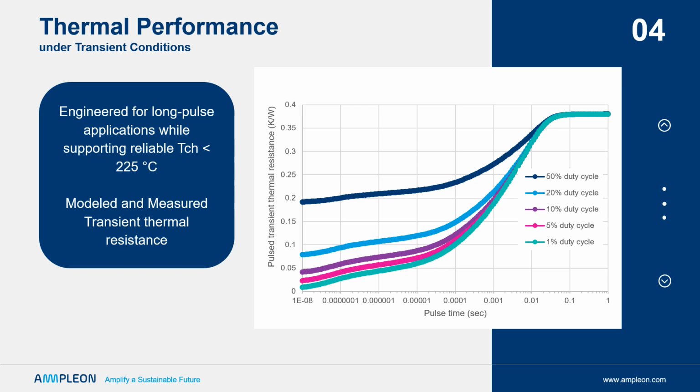We are confident that the 700 watt GaN on silicon carbide HEMT transistor is an excellent candidate for your most demanding high power L and avionics bands for short as well as long pulsed applications.